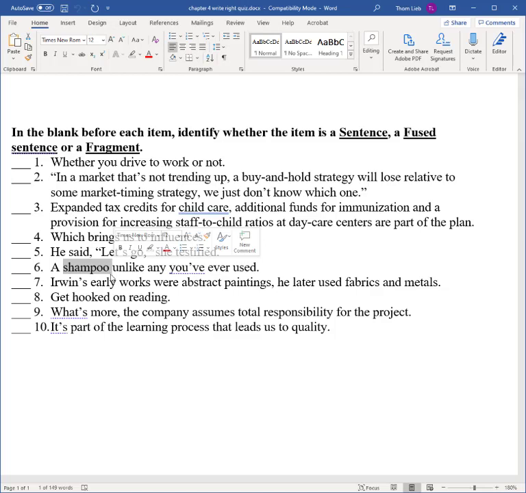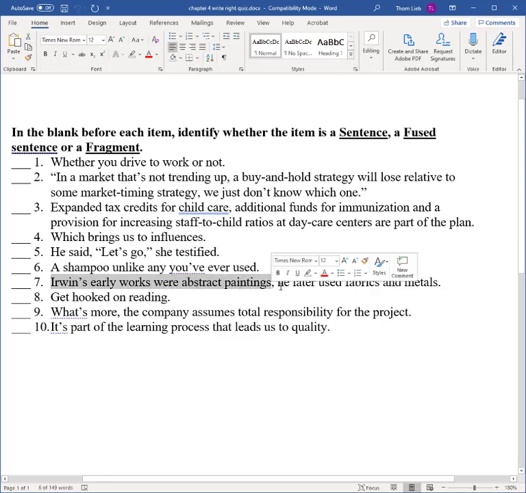In number 7, we have the same problem we had in number 2. We have a complete independent clause followed by another complete independent clause joined by only a comma. So we have a fused sentence. Again, if we just replace this comma with a period, and capitalize the H, we're good.